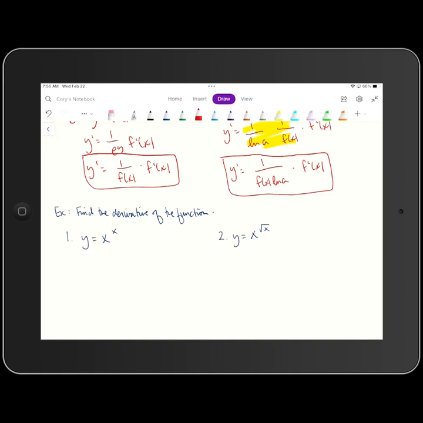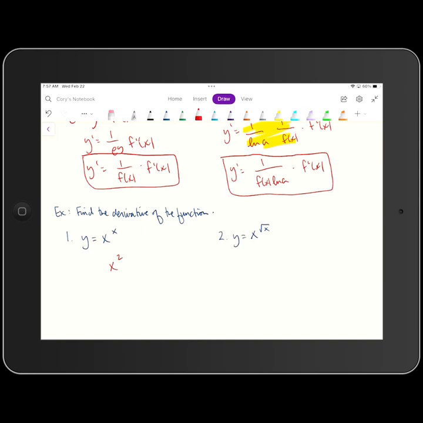For number 1, we have y is equal to x raised to the x power. So hopefully you're looking at that function thinking, okay, I don't have any rules that allow me to take a derivative of a function of that type. Like if we had the function x raised to some numeric power, like x raised to the second power, we could use power rule to differentiate that. That is whenever we have x raised to some numeric power.